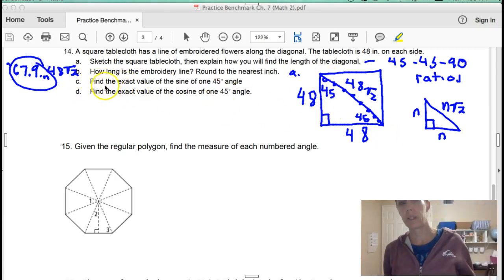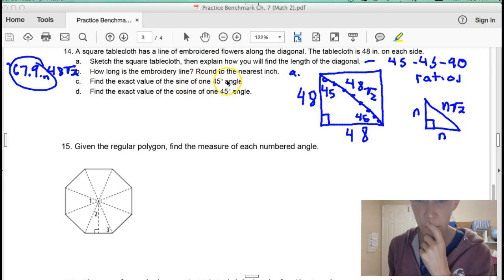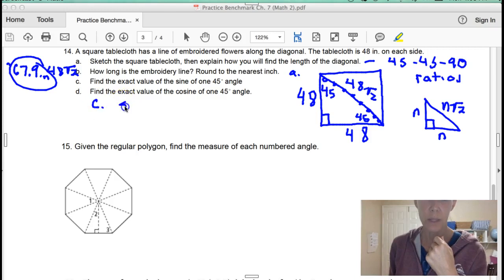Now this is asking us something different. Find the exact value for the sine of one 45-degree angle. Then find the exact value for the cosine of one 45-degree angle. So let's go ahead and pick any 45-degree angle. It doesn't matter. So part C, the sine of 45 degrees is going to equal, let's do this one. It will be the opposite over the hypotenuse. If I did this one, it'd also be opposite over hypotenuse. It's going to be the same. It doesn't matter. So I'm going to go opposite 48 over the hypotenuse, which will be 48 root 2.